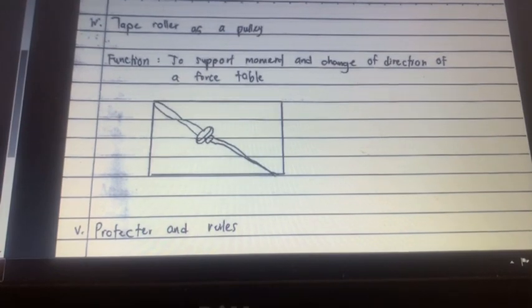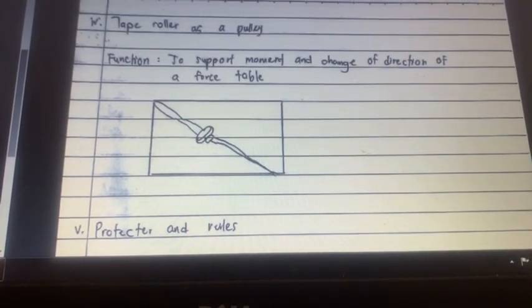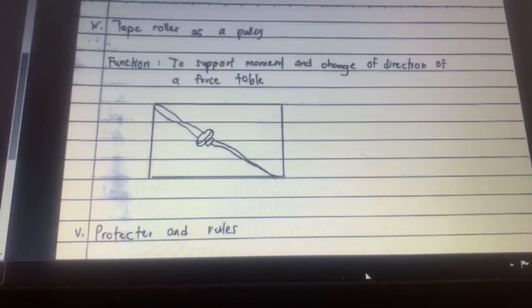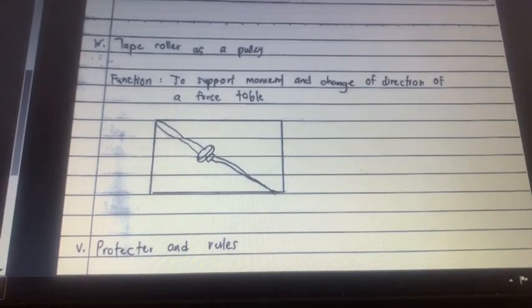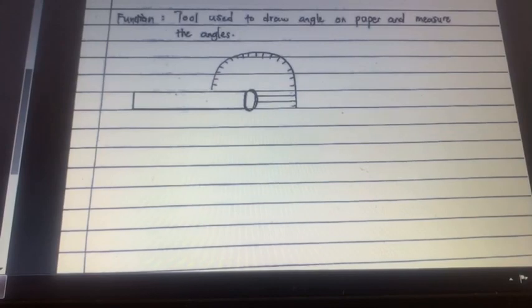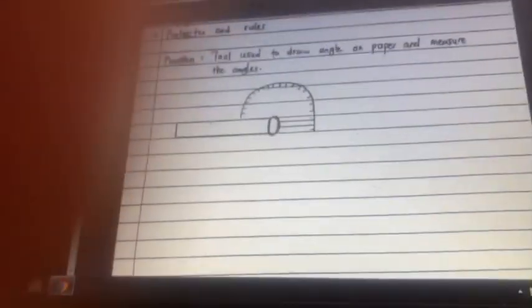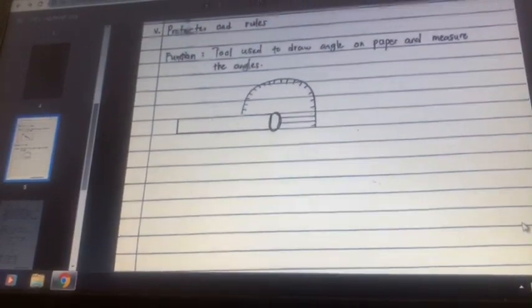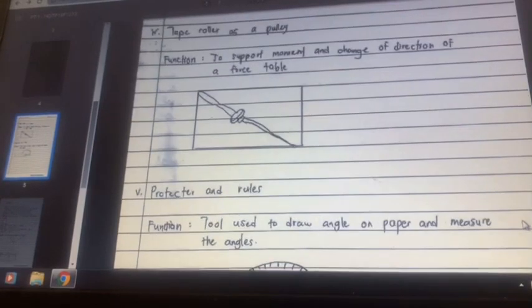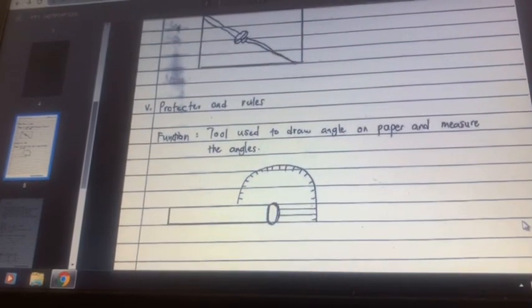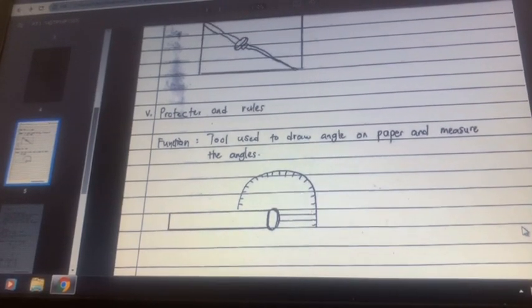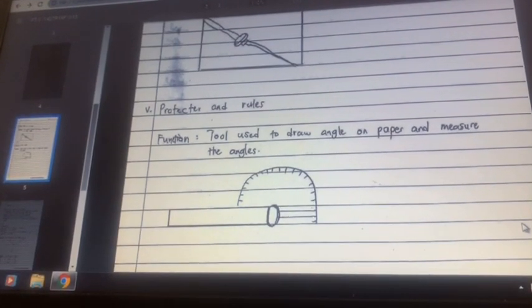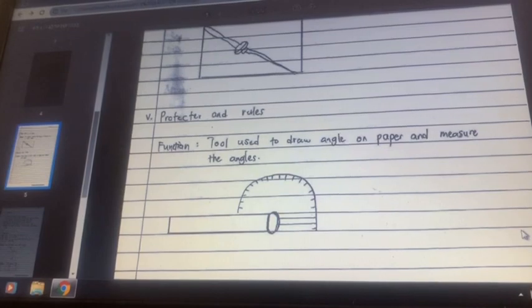So after that, tape roller as a pulley. The function of a tape roller is to support movement and change of direction of a force table. Protractor and ruler. The function of the protractor and ruler is to draw an angle on paper and measure the angle.